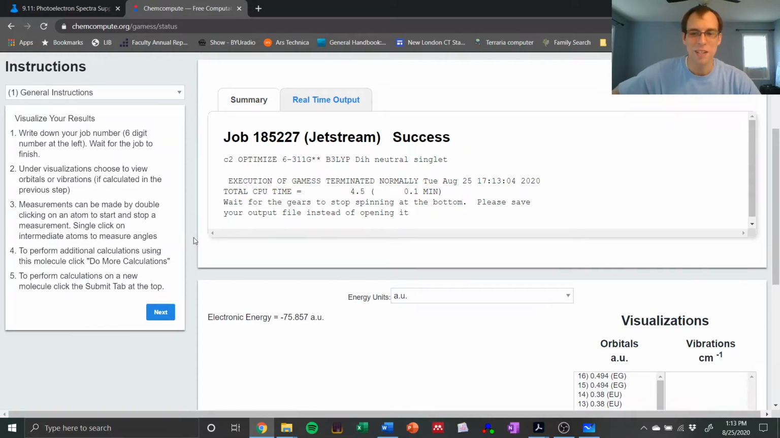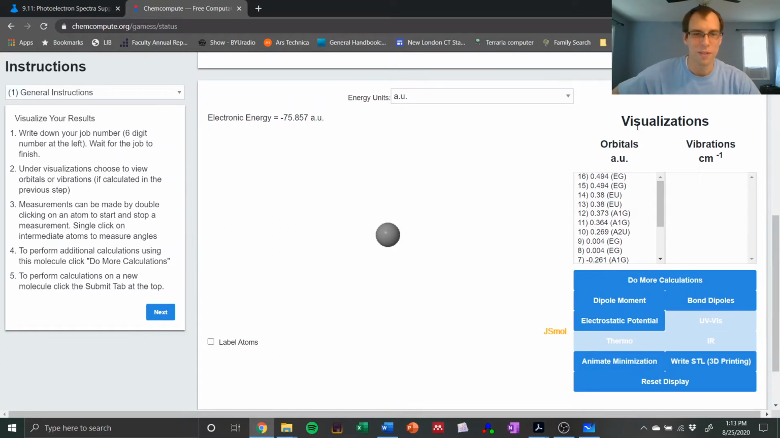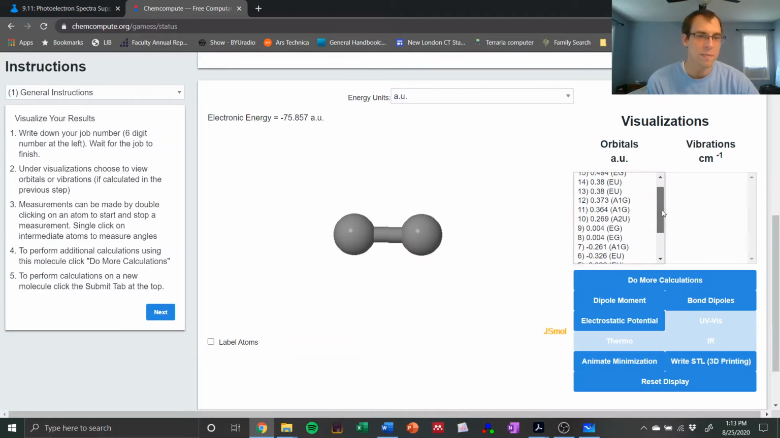What we're interested in is coming down here, visualization. So this is our molecule here. We'll zoom in a little bit. This is our little C2 dimer. It doesn't explicitly show the double bond anymore, but that's not particularly important. It has a specific bond length that was optimized here. But what we're interested in is these orbitals and the energy units. These are in atomic units, so these are in Hartrees.